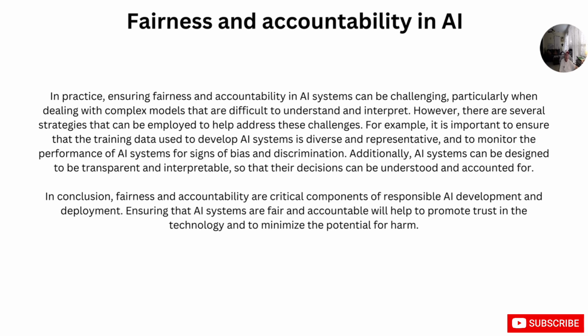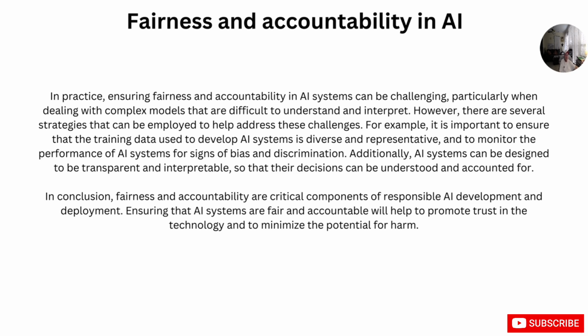In practice, ensuring fairness and accountability in AI systems can be challenging, particularly when dealing with complex models that are difficult to understand and interpret. However, there are several strategies that can be employed to help address these challenges. For example, it is important to ensure that the training data used to develop AI systems is diverse and representative, and to monitor the performance of AI systems for signs of bias and discrimination.